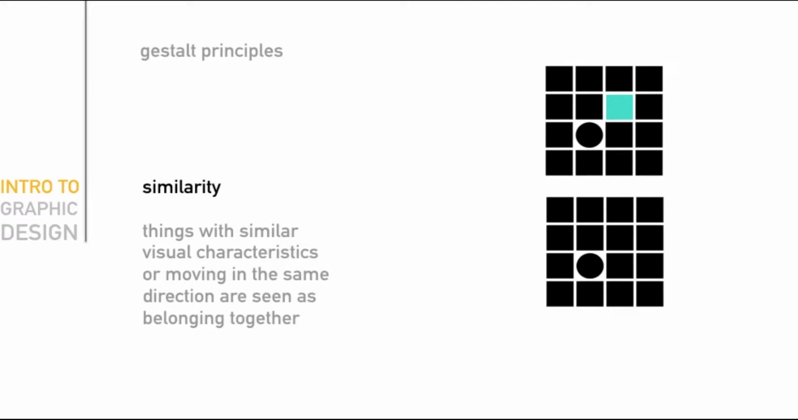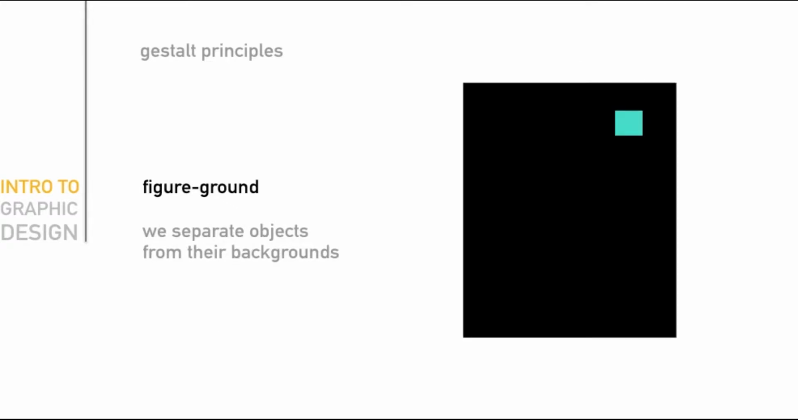So with similarity, things that are alike or closely alike are closely associated. When things move in the same direction, they're seen as belonging together. When they look alike or they have very similar characteristics, they are seen as belonging together.